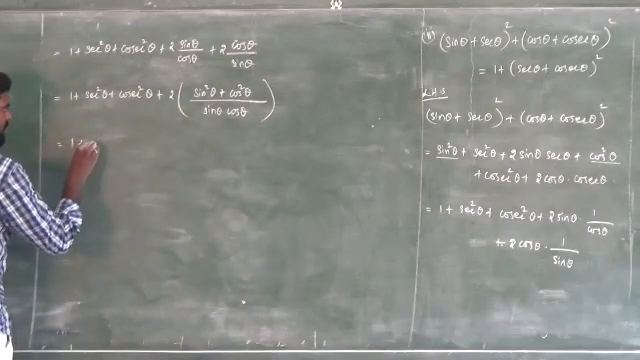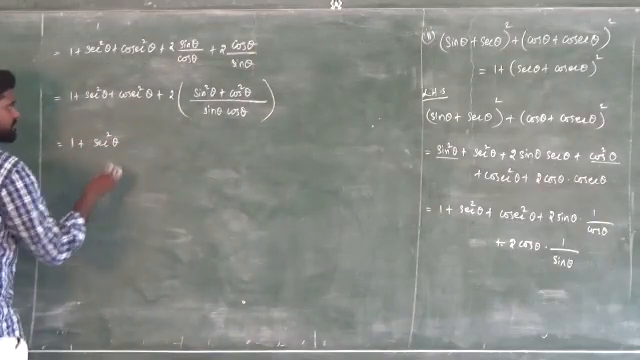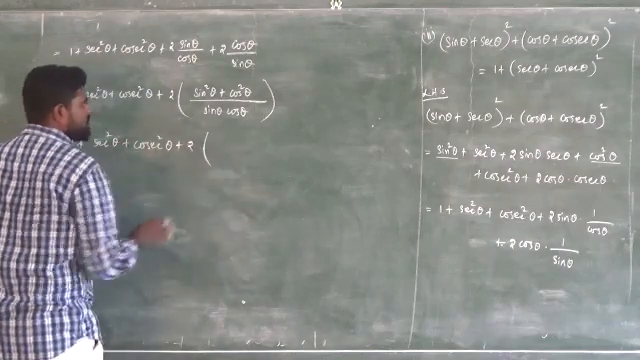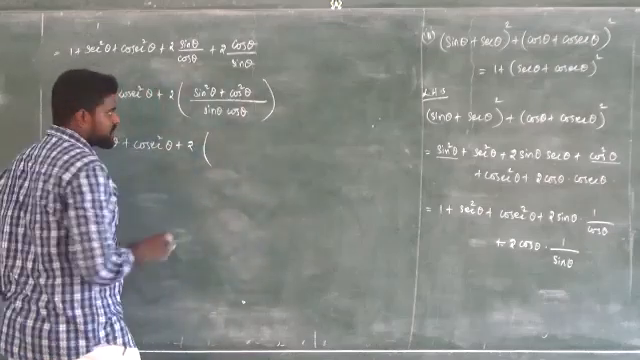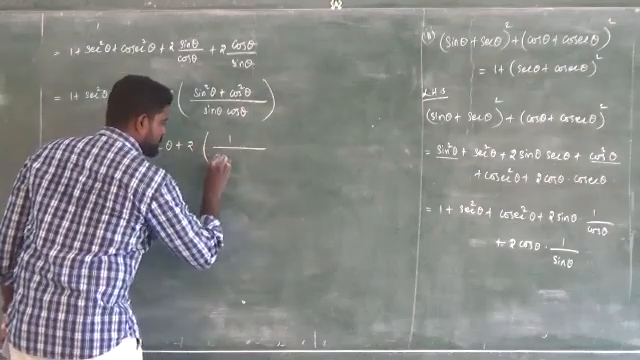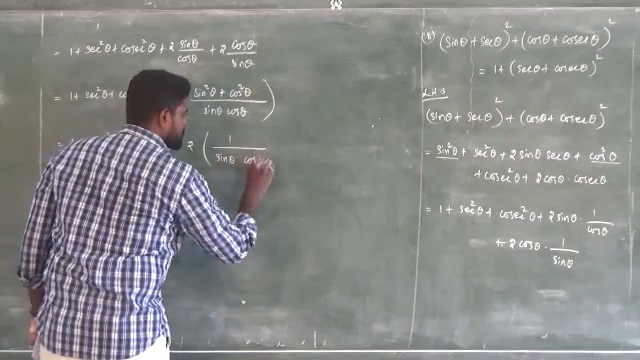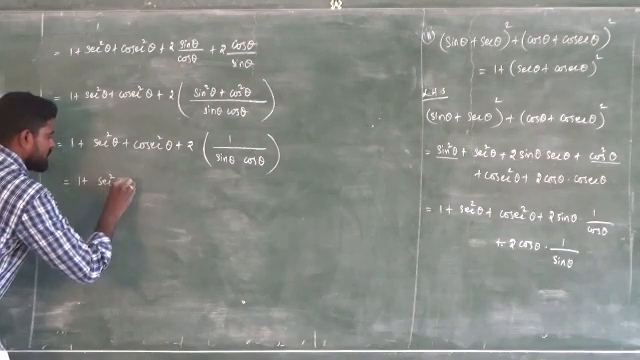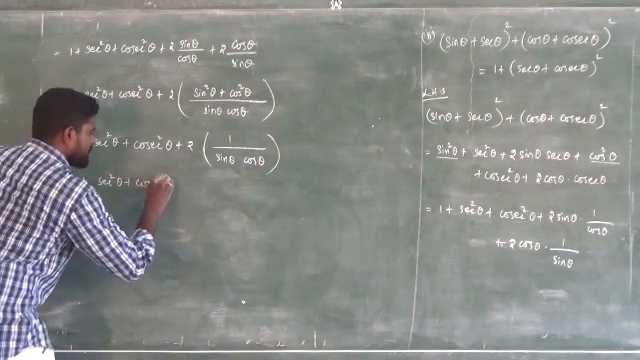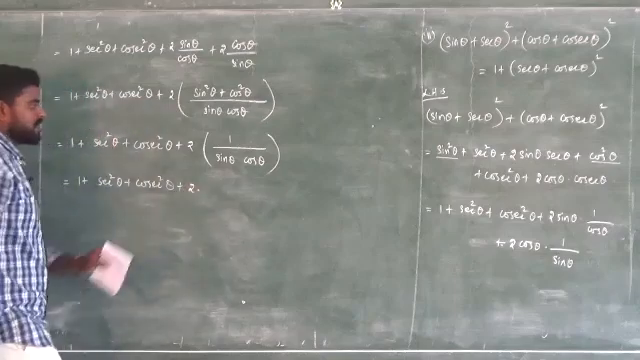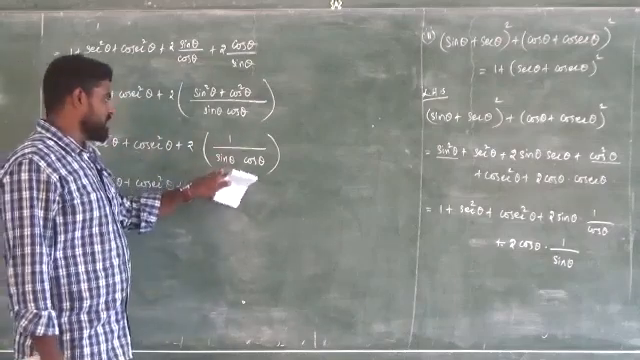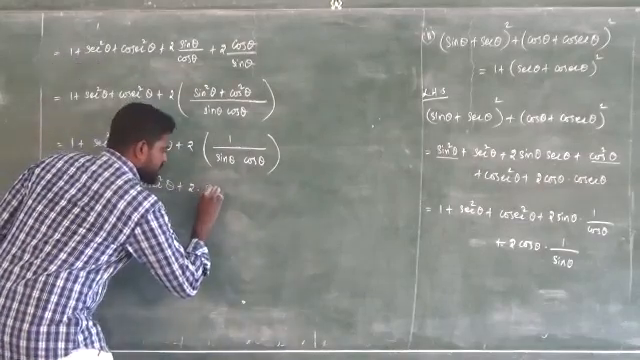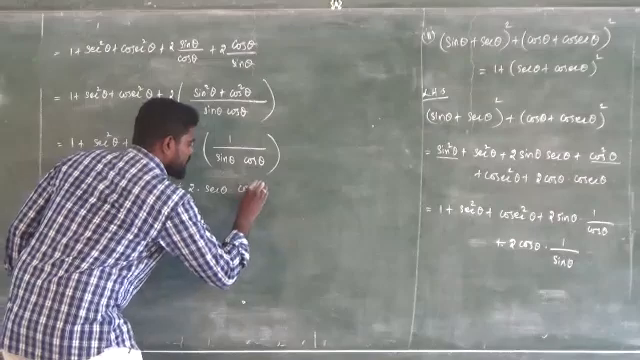So it is equal to 1 plus secant square theta plus cosecant square theta plus 2 into, we know the identity, sin square theta plus cos square theta is equal to 1, by sin theta into cos theta. So it is equal to 1 plus secant square theta plus cosecant square theta plus 2 into 1 by sin theta, it is cosecant theta, 1 by cos theta, it is secant theta. So instead of that we can write secant theta into cosecant theta.